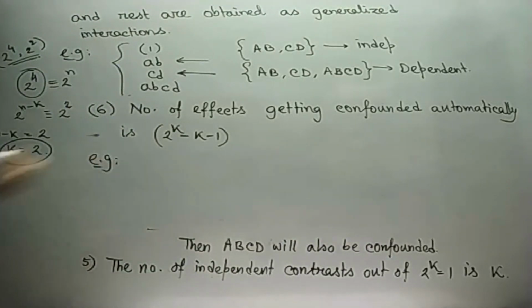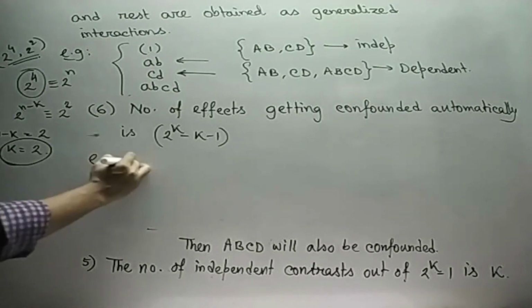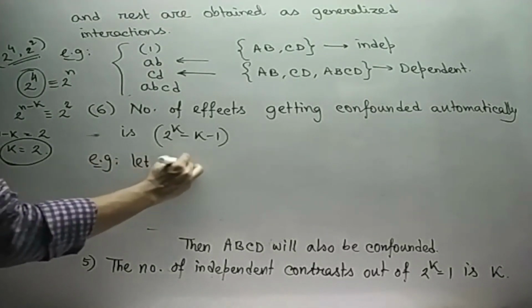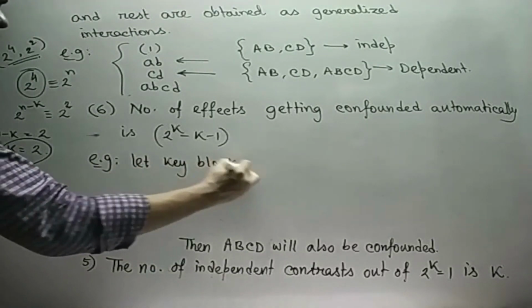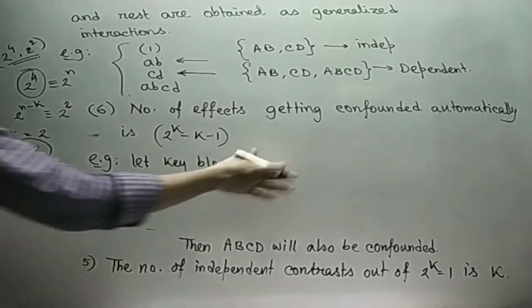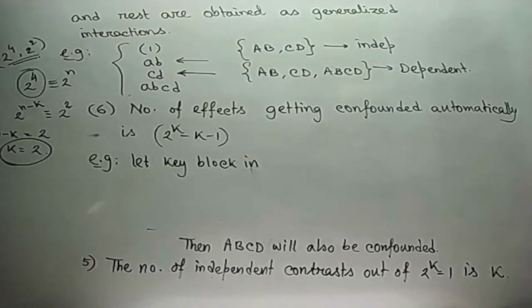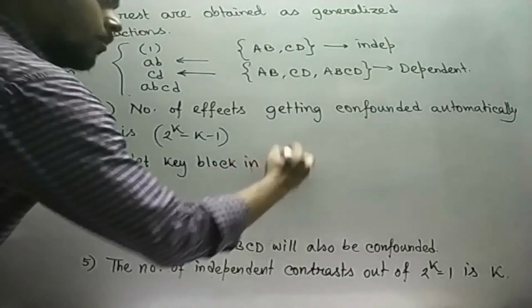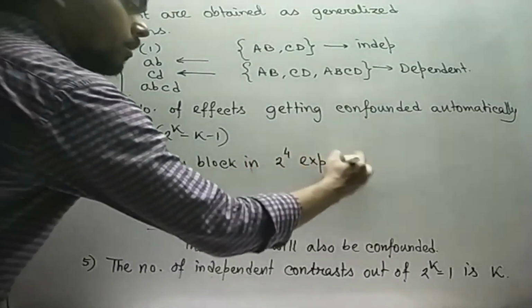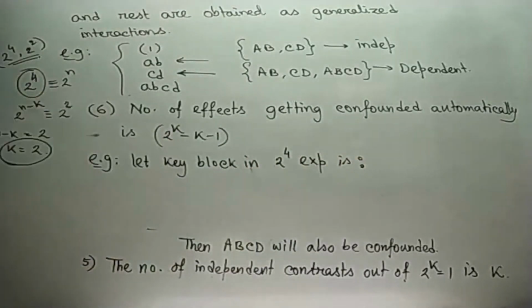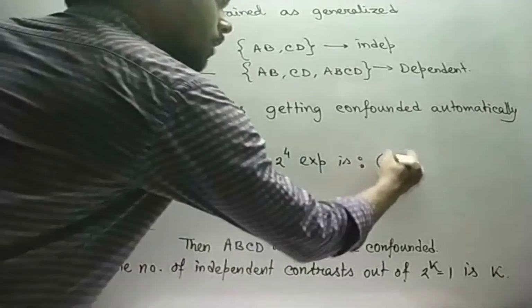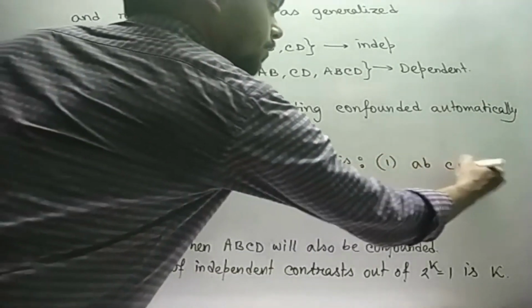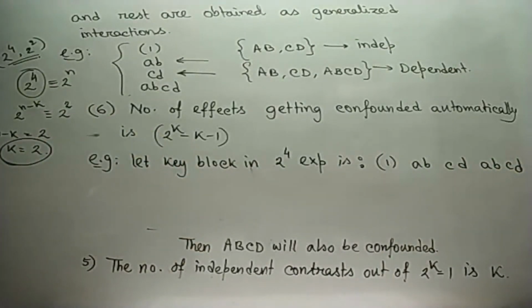So for example, let's say the key block in a 2 to the power 4 experiment is basically 1, AB, CD and ABCD. So this is my key block.